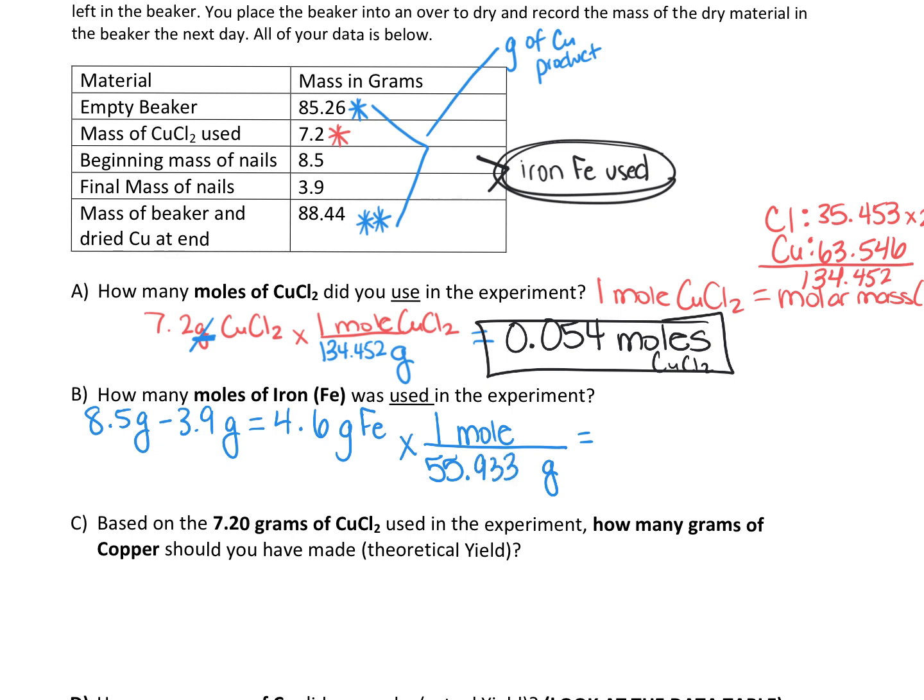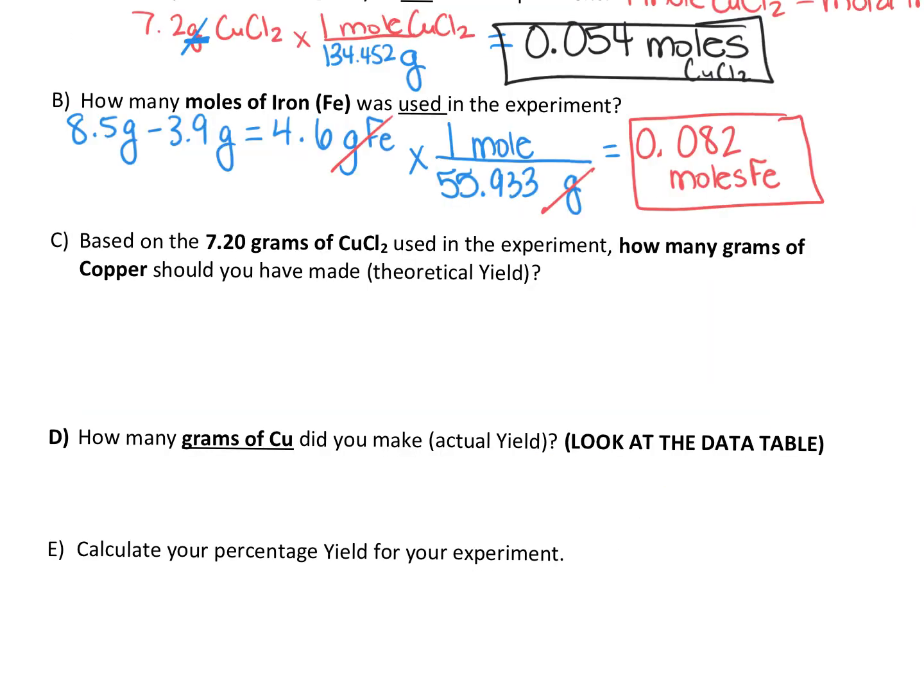Again, what this does for us is grams cancels out, and we're now going to know how many moles of iron we used in our reaction. So in your calculator, you're going to do 4.6 divided by 55.933, and you should get 0.082 moles of iron.